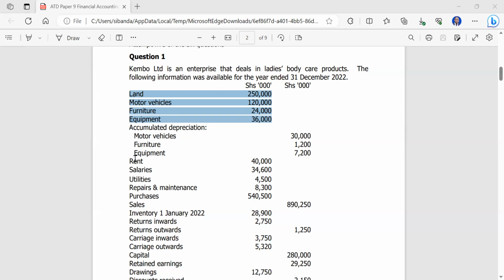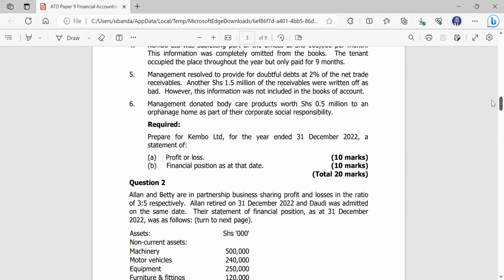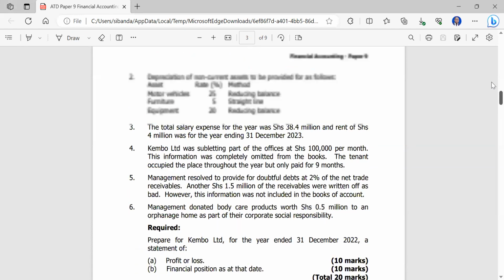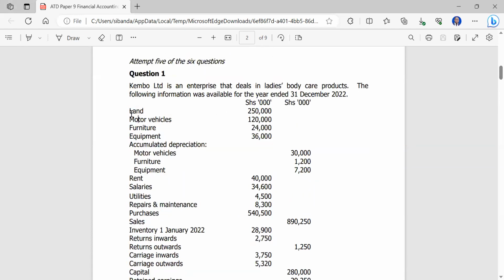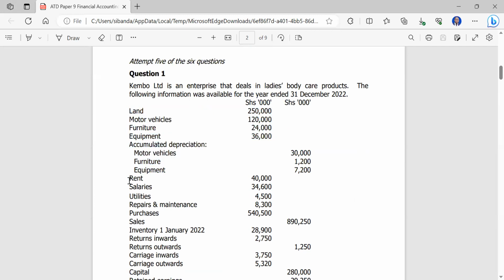this is to do with assets. Now, these are non-current assets, and yours is to know that when I'm now going to prepare my statement of financial position, if it is one of the things that is asked here, it means that I'm going to start with this within my statement of financial position.